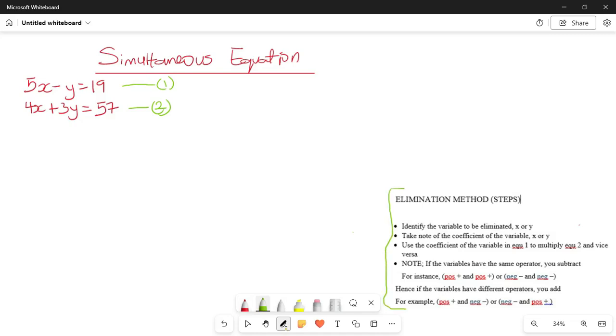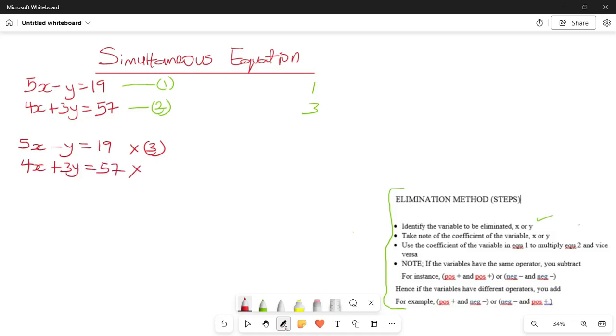The first step says identify the variable to be eliminated, x or y. I'm going to eliminate y in this example. The next thing to do is take note of the coefficients of the variable. So we are going to have 5x minus y equals 19, everything times 3. Then we are going to have 4x plus 3y equals 57 times 1.